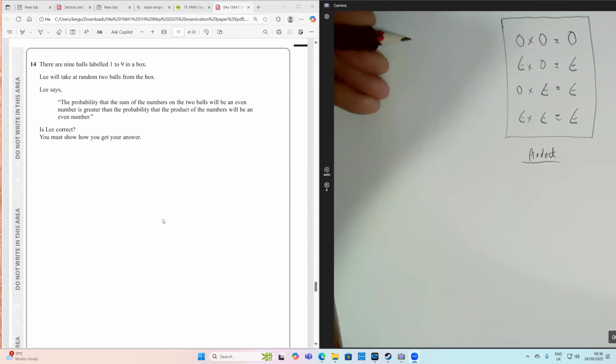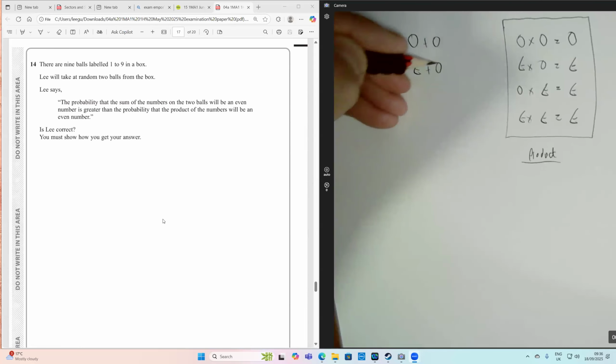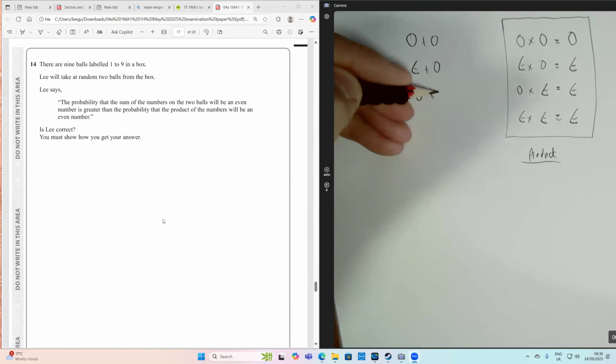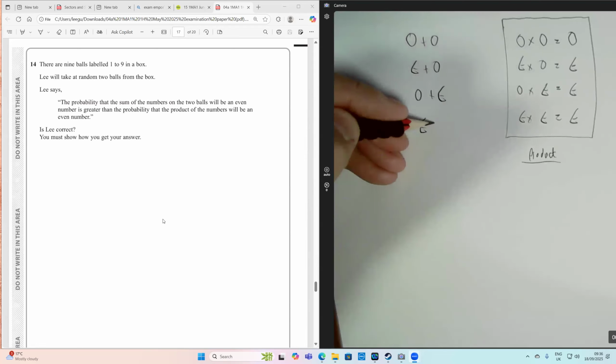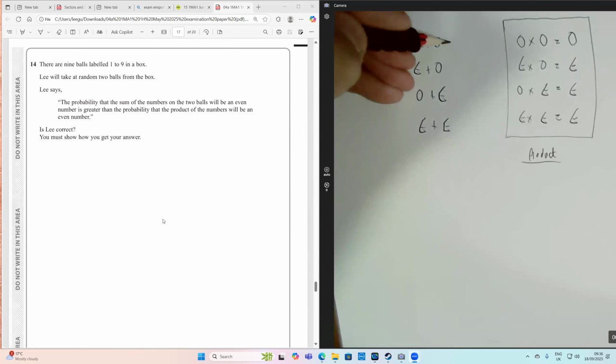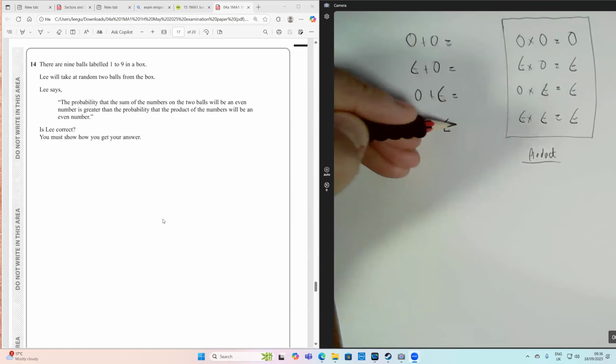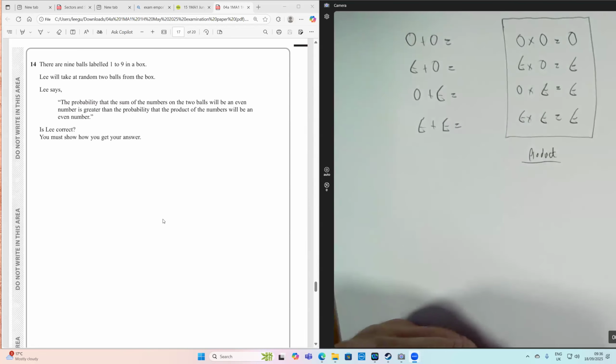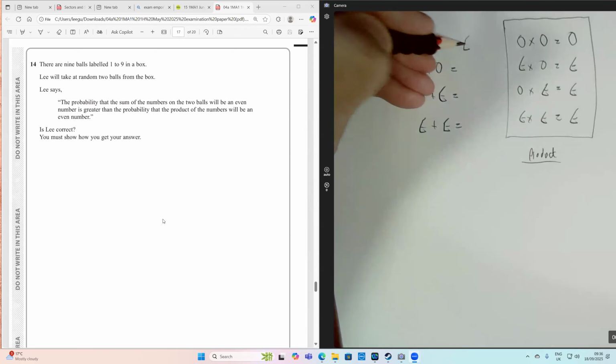Now let's consider the same situation for the sum of these numbers. So we're going to consider the same thing, but notice we have a plus here rather than a multiplication sign. So odd add odd, let's think about that. 5 add 5 is 10, so odd add odd is even.